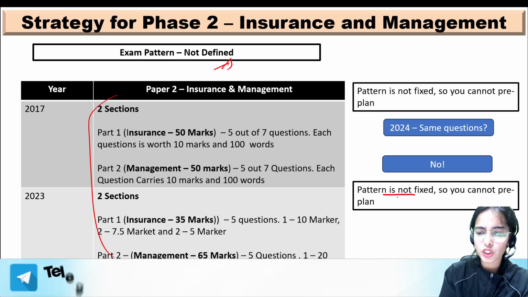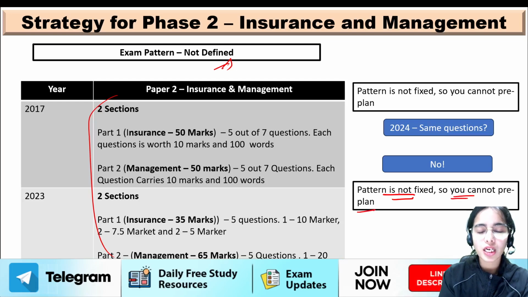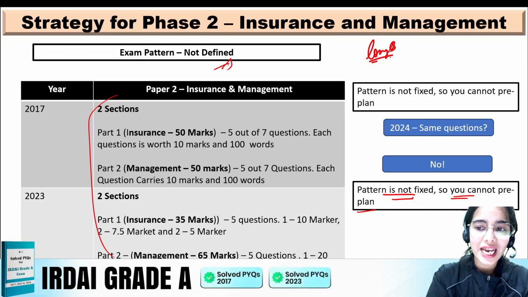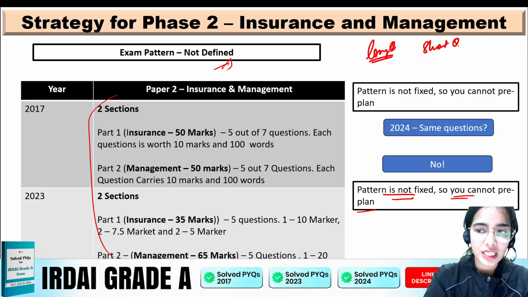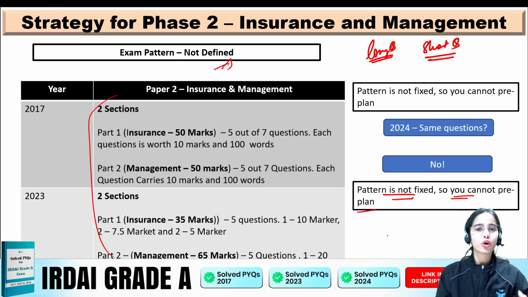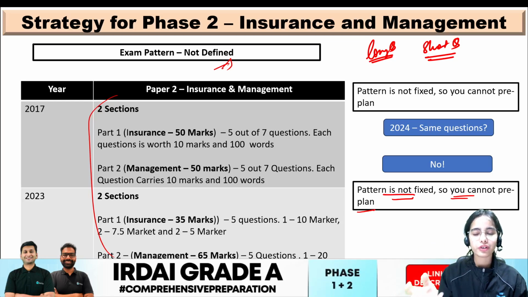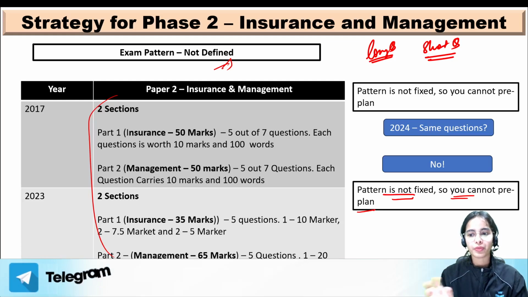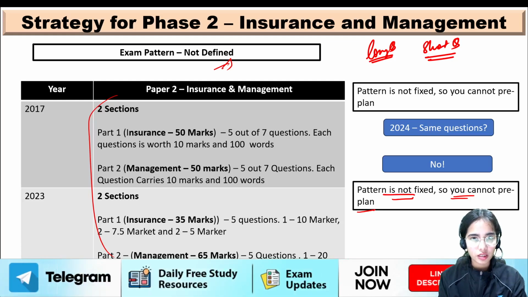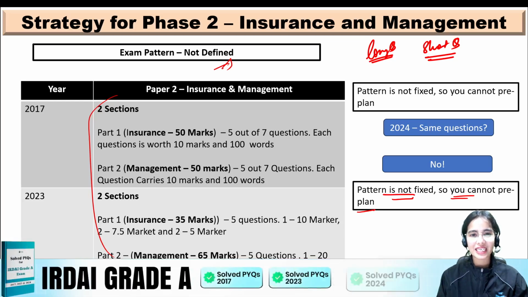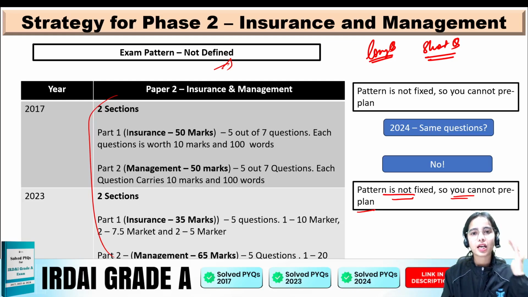Now this is usually the exam pattern that is not defined. The pattern is not fixed, so you cannot pre-plan, but you can pre-plan the idea that there will be some long questions and some short questions. Just assume the long questions will have a word limit of 300 to 400 words, and short questions a word limit of 100 to 150. So keep in mind that the exam pattern is not very much defined and keeps on changing, but there are long questions and short questions that you have to prepare for.